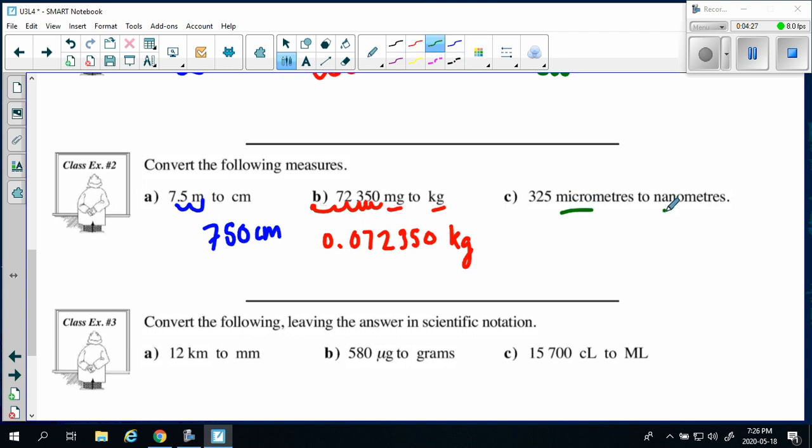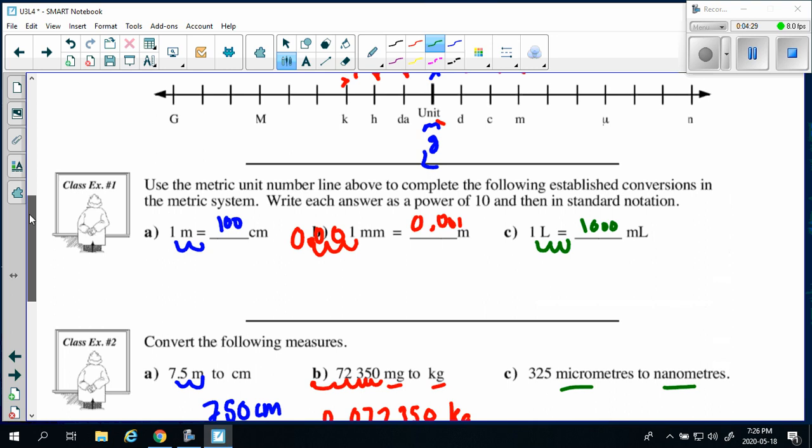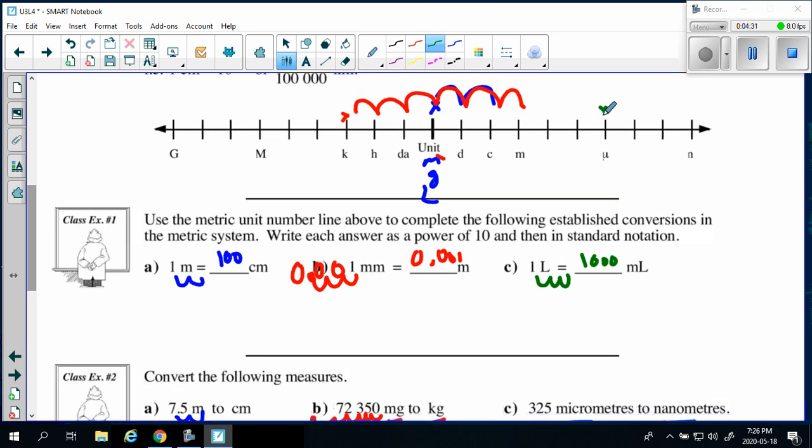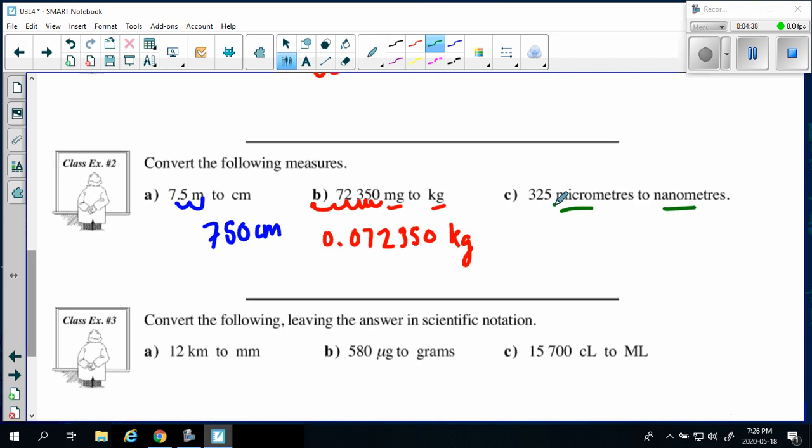325 micrometers to nanometers. So let's look at that. So we're starting with the micrometers, which is here. We're going to the nanometers here. 1, 2, 3 steps to the right. So we will move our decimal place 3 steps to the right. 1, 2, 3, and we're going to have to add 3 zeros at the end of it.